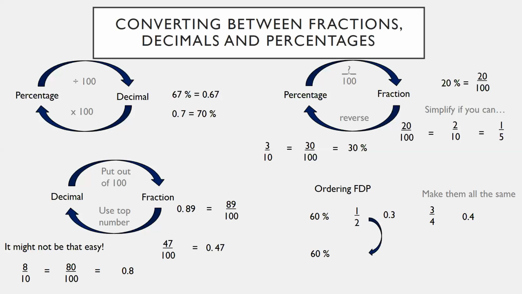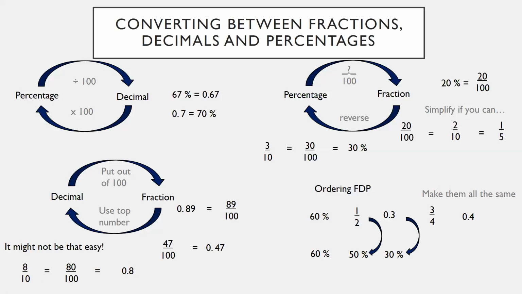I need to change this half. Well, hopefully you've all remembered that a half is the same as 50%. Now I need to change this decimal. So we just use our steps over here. I've got a decimal. I need to times it by 100 to get me to the percentage. So 0.3 times by 100 will give me 30%.